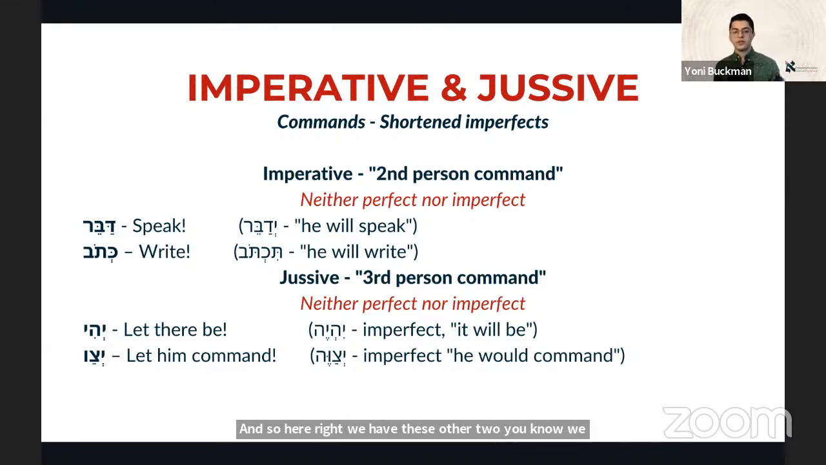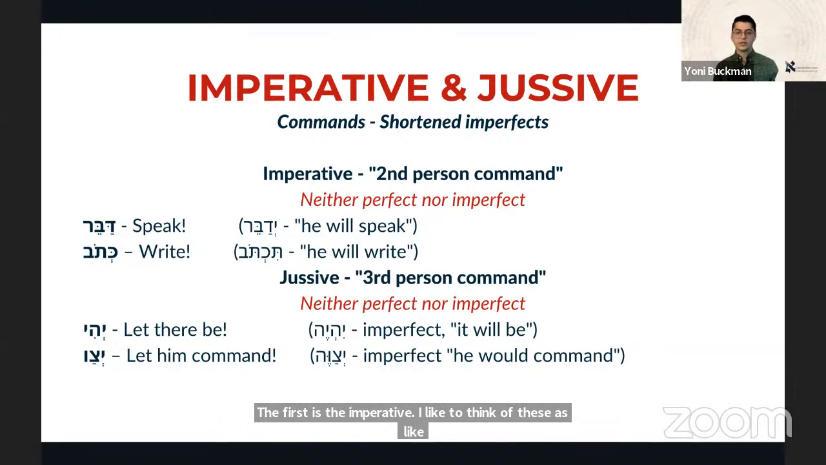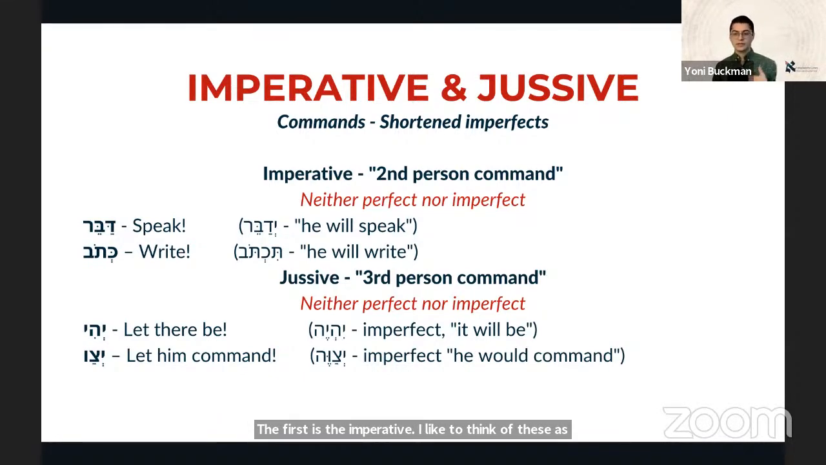And then there are also these command verbs, which I think are also common, and they're kind of interesting just to note. The first is the imperative. I like to think of these as a second person command. So, like do this, talking to you, like you must do this. And so that's where the word daber comes from, and kitov. Speak, write.